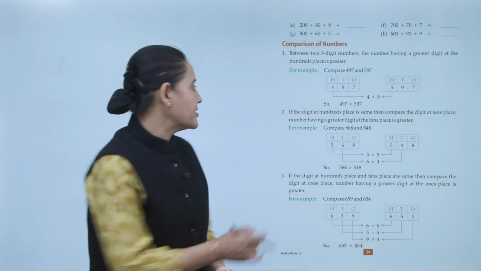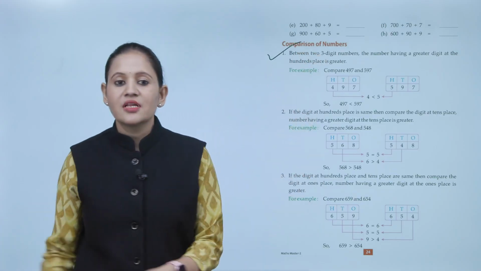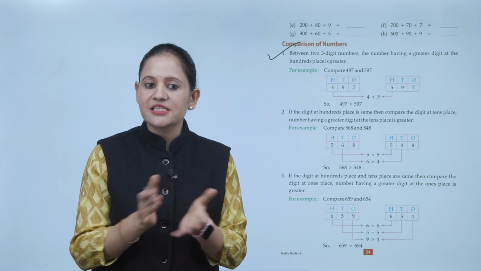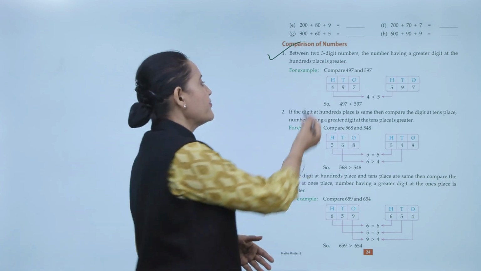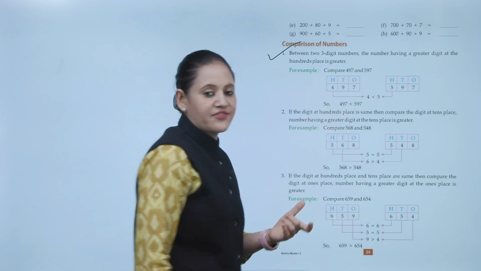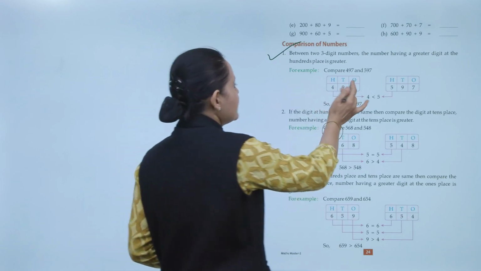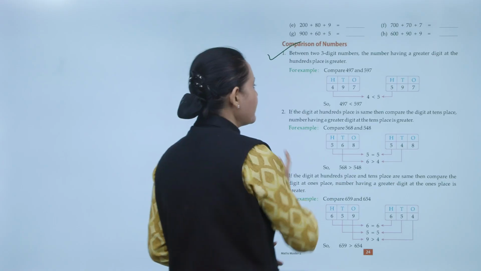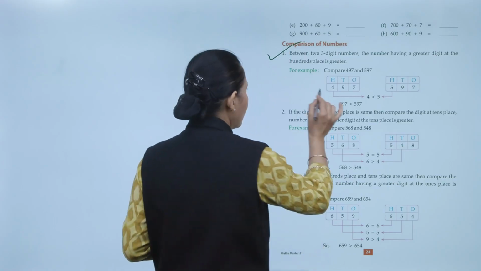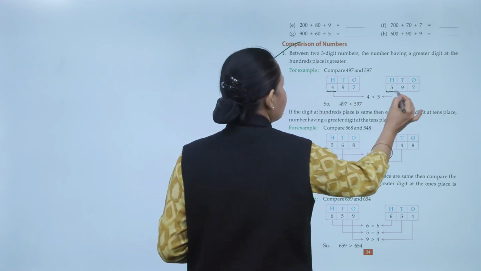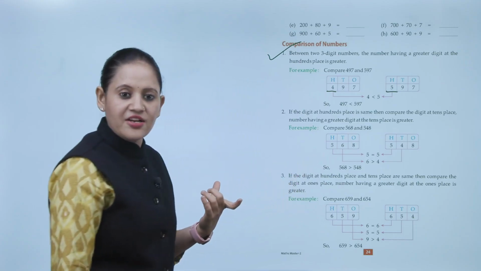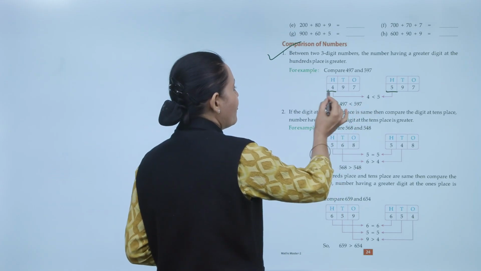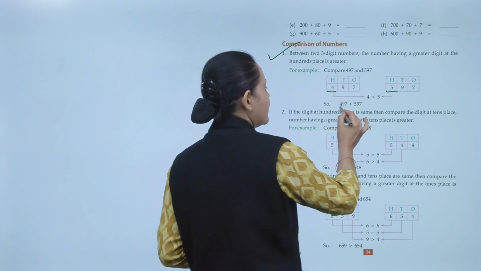Next, comparison of numbers. Between two 3-digit numbers, the number having a greater digit at 100 place is greater. For example, we have to compare 497 and 597. So first we'll write the numbers according to their place value. Now we will start comparing from the leftmost digit, जो 100 की place पे. Here it is 4 and here it is 5. So 5 is greater than 4, or 4 is less than 5. So we can say 497 is less than 597.